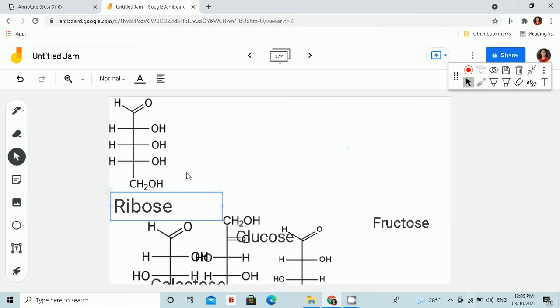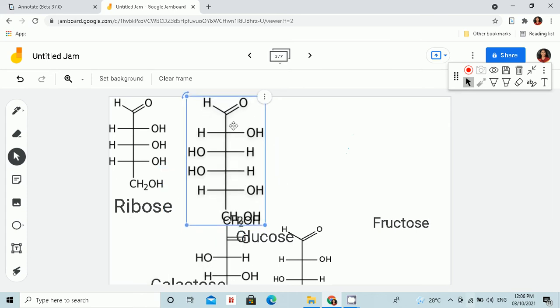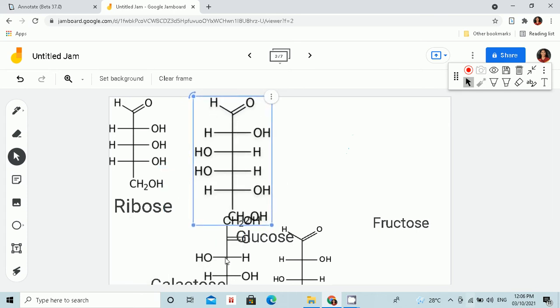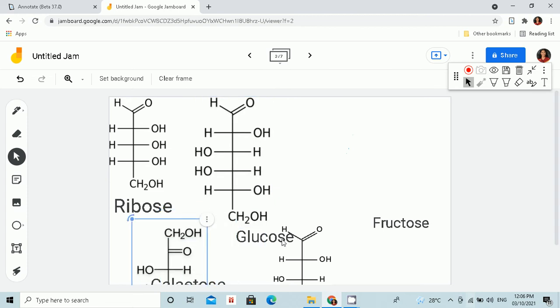So when we see five carbons, then it's a monosaccharide, then we can have a clue that, oh, it's a ribose. Okay, it's a ribose. So it's present in our DNA. Okay. Then we have this one. All right. So what monosaccharide is this?